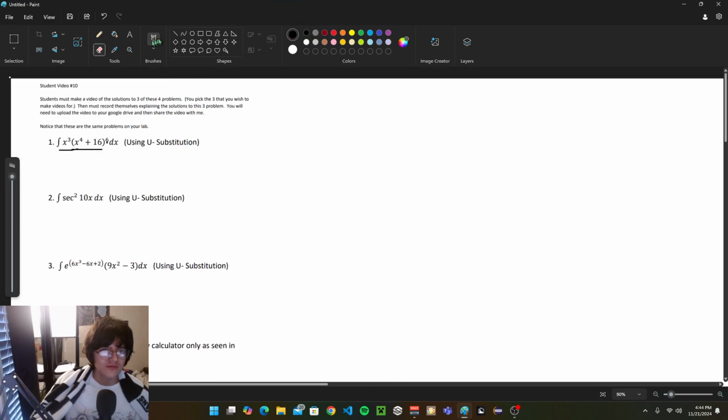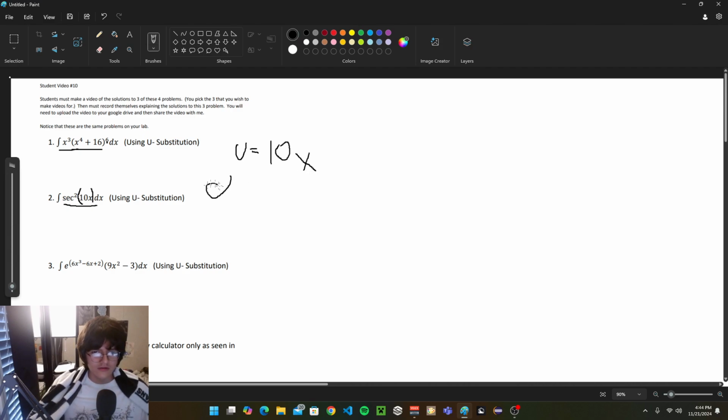Okay, so number 2, the integral of secant squared 10x dx. So our u here is going to be 10x, because essentially there's parentheses here. So our u is 10x. Our du is equal to 10.